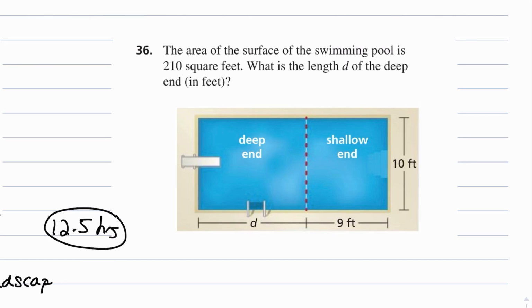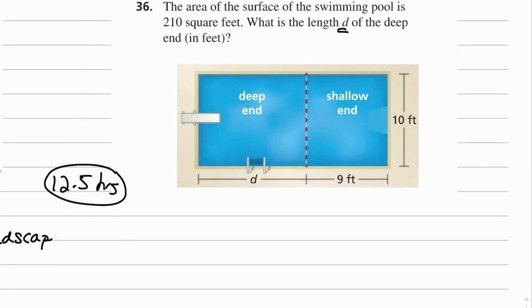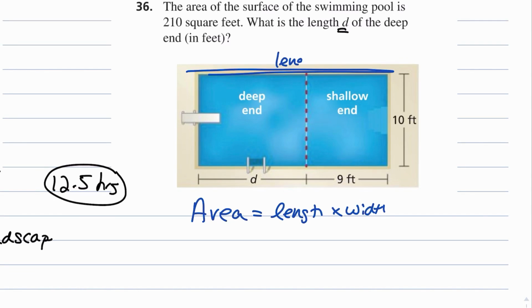The area of the surface of the swimming pool is 210 square feet. What is the length, which they told us we have to use d, of the deep end? So recall, we know the area of a rectangle is the length times the width. So this side here is our length. We can call this side here our width. So the area of the pool is given to us. It said it's 210, so we're going to replace that with 210.